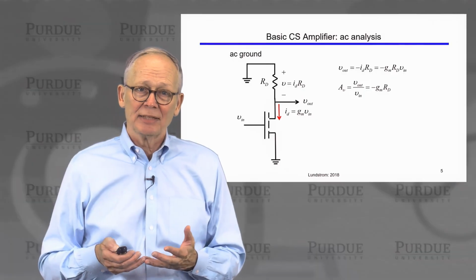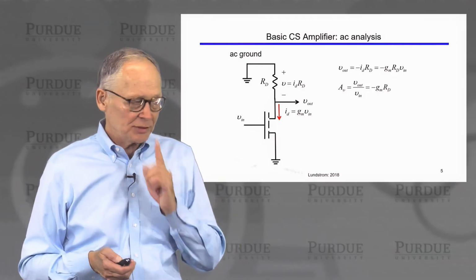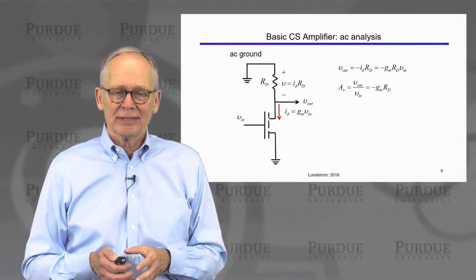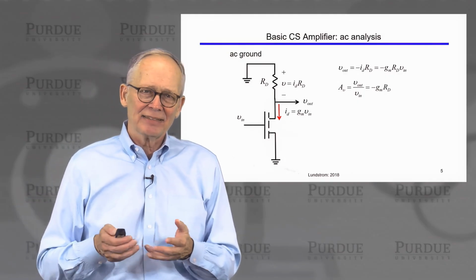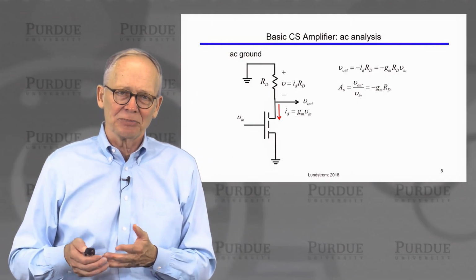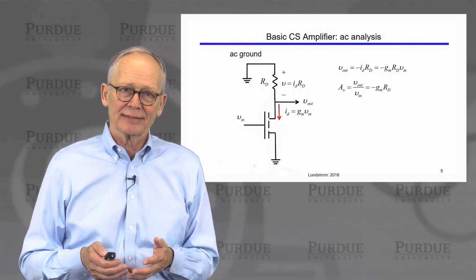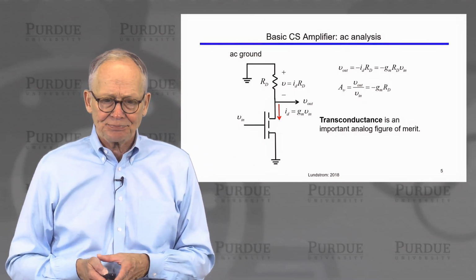I'm going to be interested in the voltage gain. How much bigger is the output voltage than the input voltage? So I'll just take the ratio of the output voltage to the input voltage, and you can see it's minus g_m R_D. The minus sign means that there's a 180 degrees phase shift between input and output, but the magnitude is determined by the transconductance times this resistor in the drain itself.